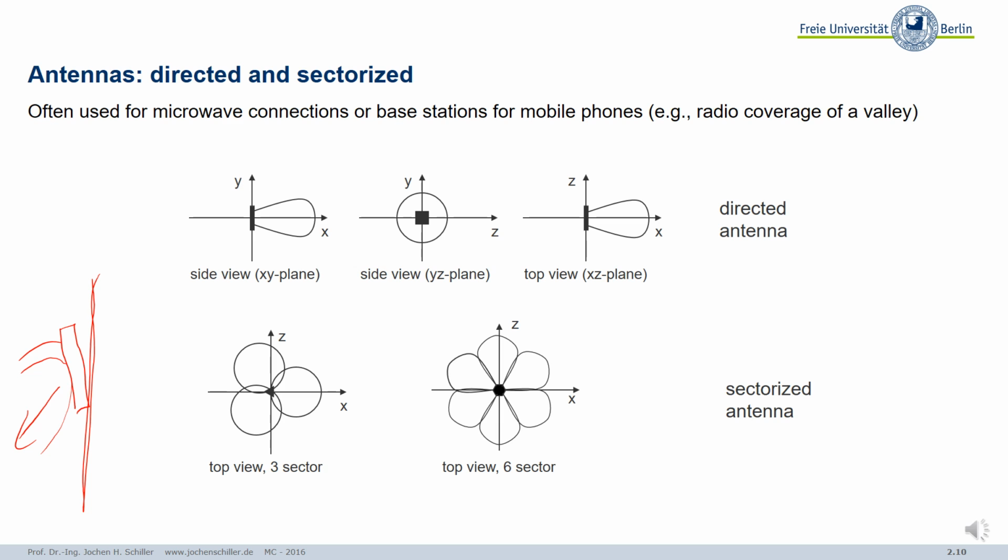Okay, antennas. We will not go into the details of antenna design. You should just get a basic feeling of, okay, we need antennas. Without antennas and without radiation of electromagnetic waves, no mobile communication. So they always radiate.